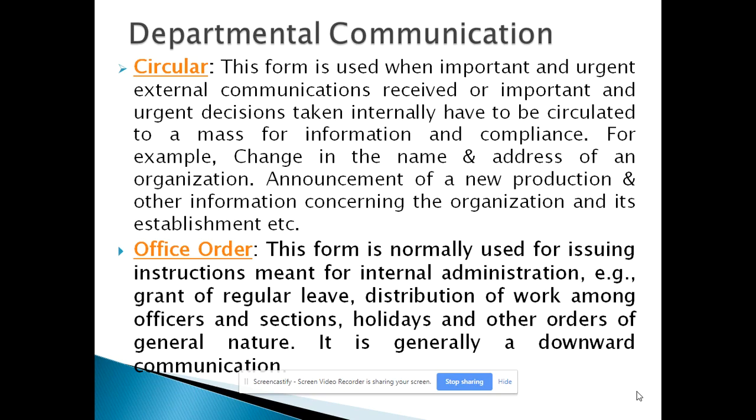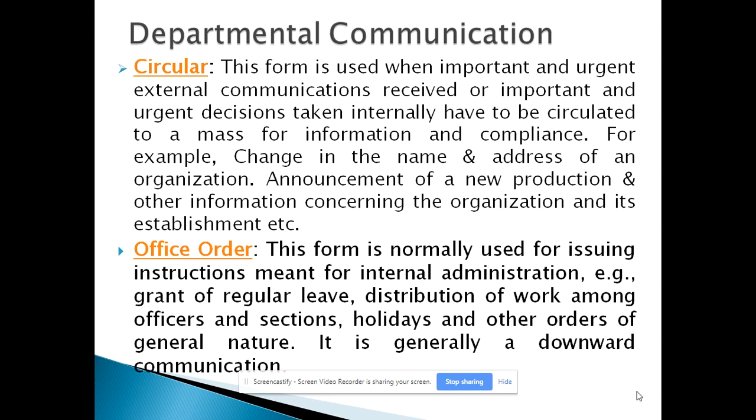When we are saying departmental communication, we are communicating within the department or outside through some kind of form of communication we are using.